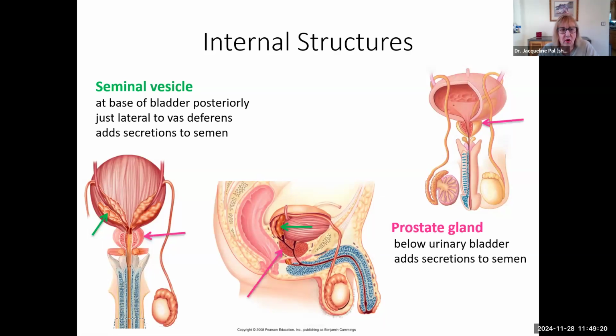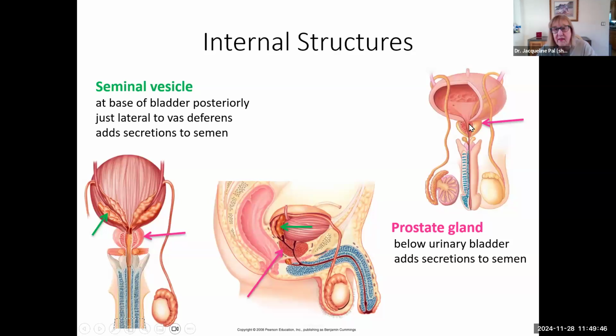The second organ here with the pink arrow is the prostate gland. It is about the size of a walnut that is still inside of its shell, and it's located right below the urinary bladder, as you can see in all 3 pictures. So it's the second of the 3 organs that are adding secretions to semen.